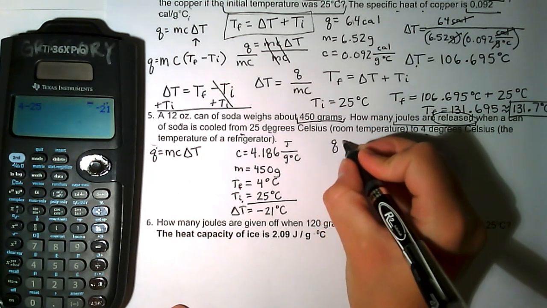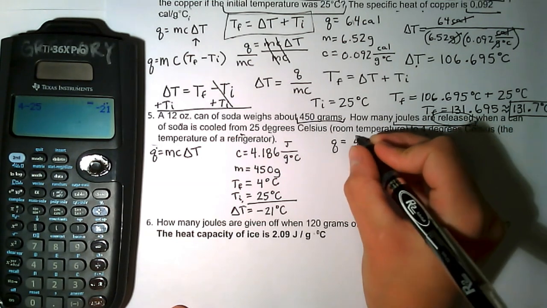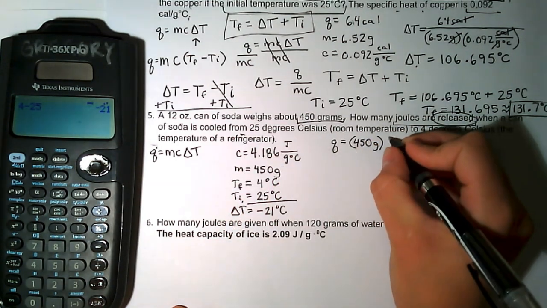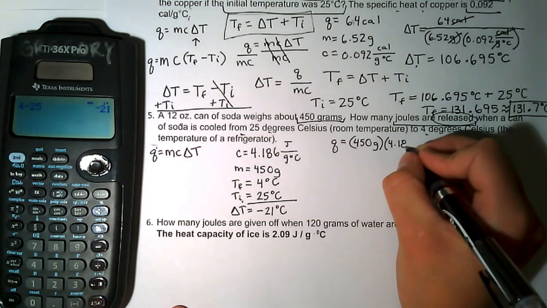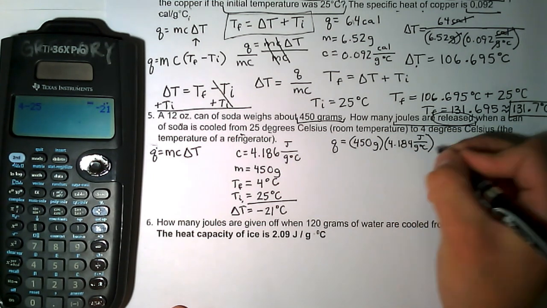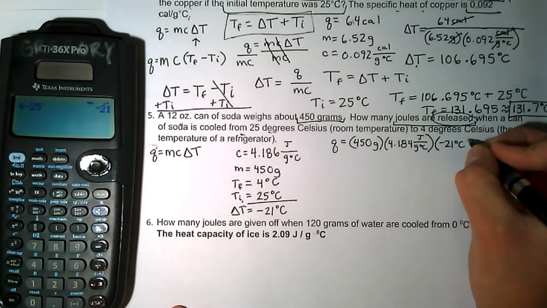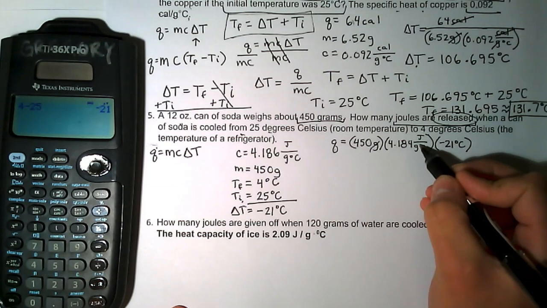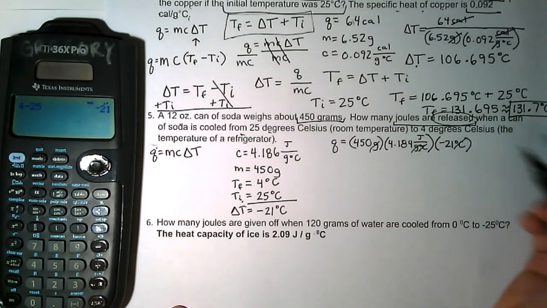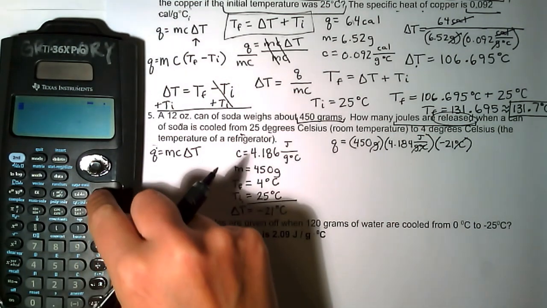We get Q equals M, so 450 grams, times C, 4.184 joules per gram degrees Celsius, times delta T, negative 21 degrees Celsius. So grams will cancel out, degrees Celsius cancels out, and we're left with just joules. So we need to put this in our calculator now.